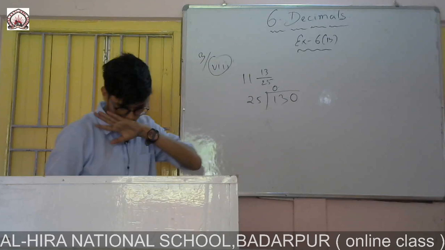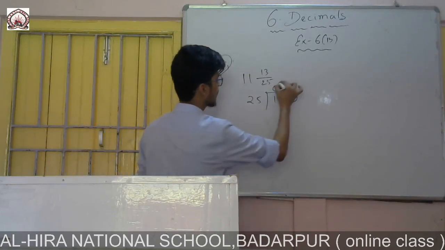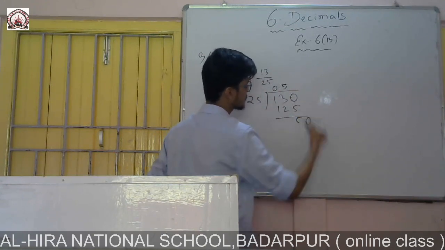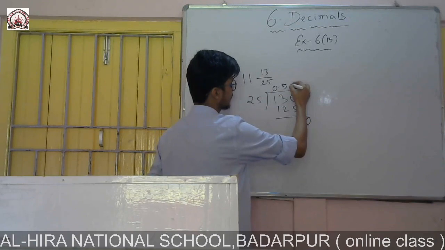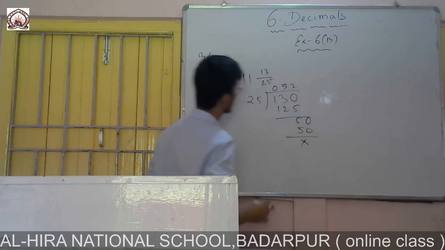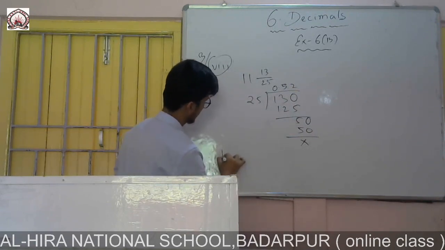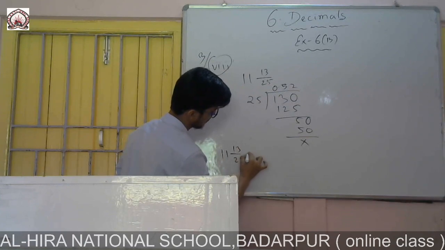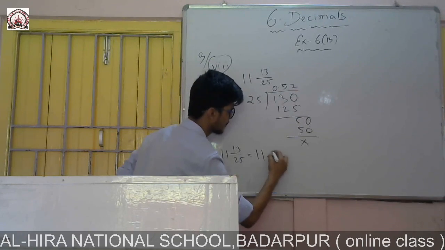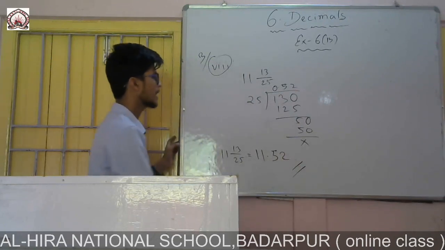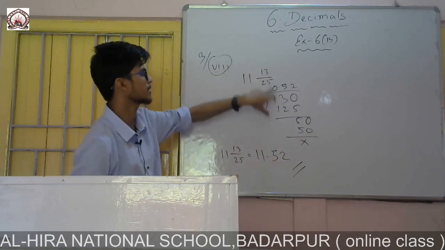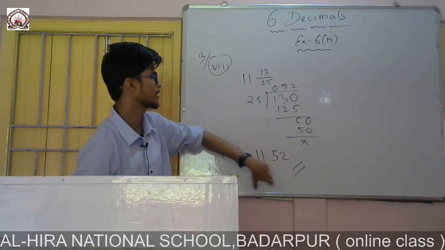So 25 5s are 125. There are 5 left. Again decimal is there, I can put 10. So 25 2s are 50. So this is the end. That means 11 13 by 25 is equal to 11 before the decimal, and after the decimal the part is 52. So this is the answer. You keep the natural number part on this side, simply convert the fraction into a decimal, and then after the point you write this part. Okay.